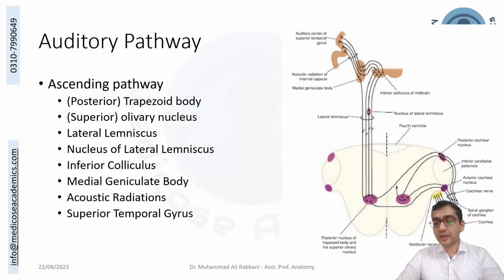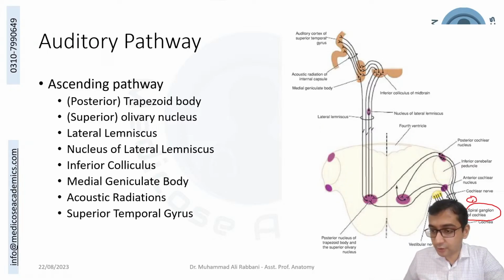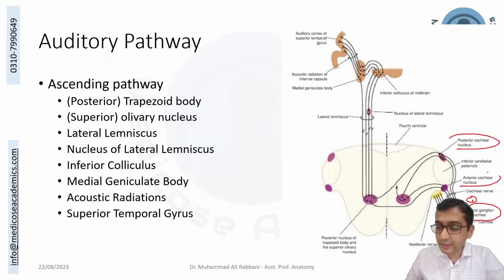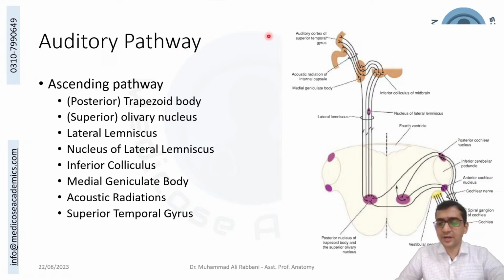The auditory pathway is now part of the discussion. Like you can see, the spiral ganglion cells will be the first order neurons present outside. They are receiving from the receptors, hair cells. The central processes are ending ipsilaterally in the cochlear nucleus. Posterior and anterior cochlear nucleus will be the second order neurons. You don't have to remember first and second order neuron itself, because there are multiple relays and the theory does not hold very strongly for that.